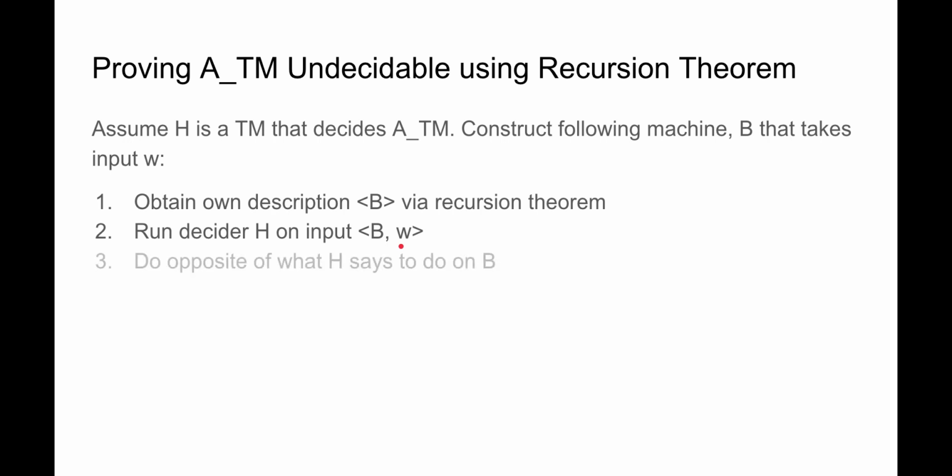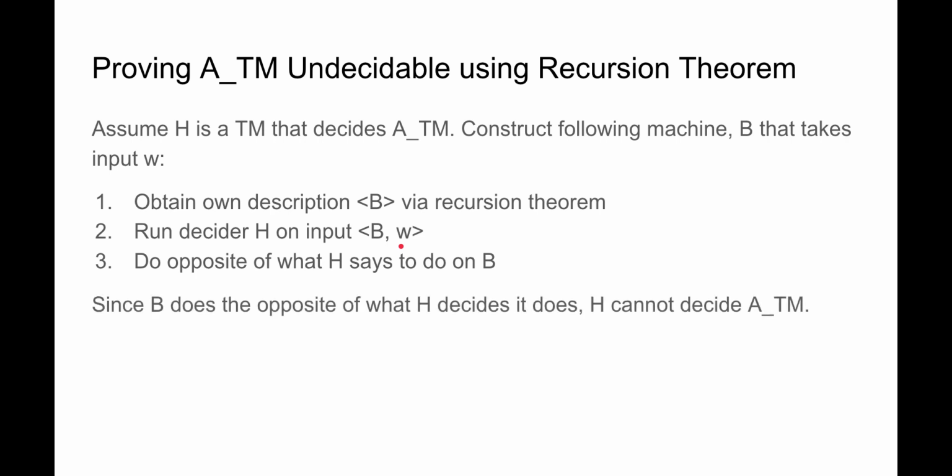And then as step 3, we're going to do the opposite. So whatever the decider says, we're going to do the opposite. If the decider says B is going to accept W, then we'll reject it. If the decider says it's going to reject W, then we will accept it. So as you can see, since B does the opposite of what H decides it does, we've reached a contradiction, and H can't decide ATM. So that's a much simpler proof than the one using diagonalization, using the recursion theorem.